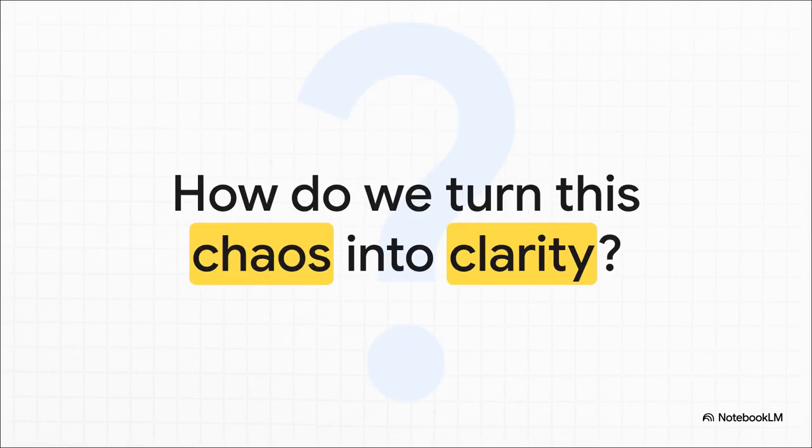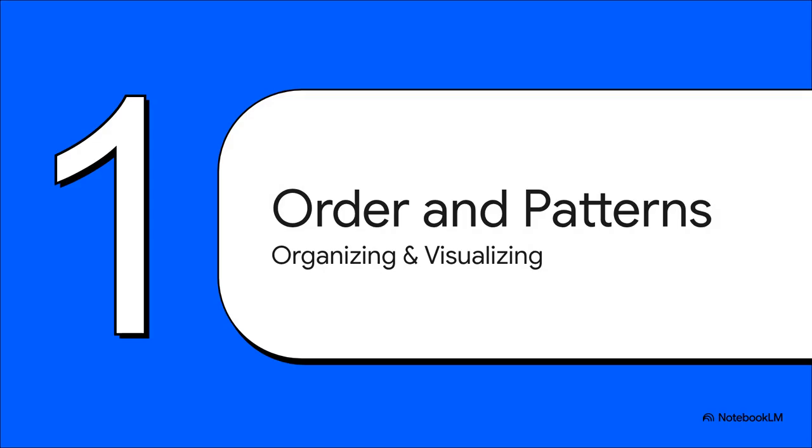So, this brings us to the most important question, right? How do we turn all of this chaos into some kind of clarity? This, my friends, is the absolute core of data analysis. And that whole journey from being completely confused to finally understanding what's going on, it all starts with one really simple step. All right, section 1, order and patterns.